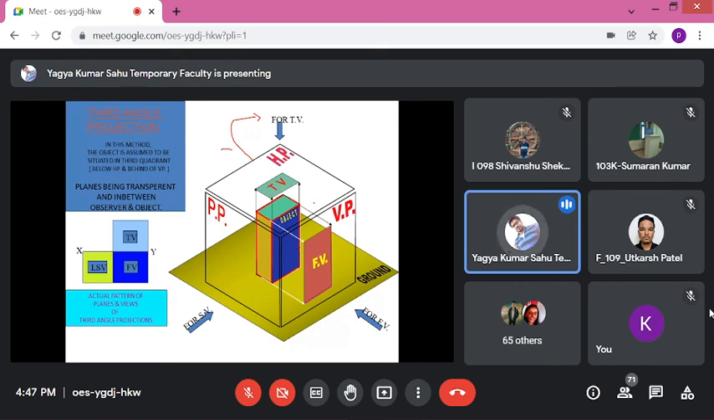Okay, what about the top view? Top view will be above or below? This is nothing but the extension line xy. Okay, what about the top view? Above. Above xy. Okay, and front view below xy. So you can see here also the top view is above xy, front view is below xy.